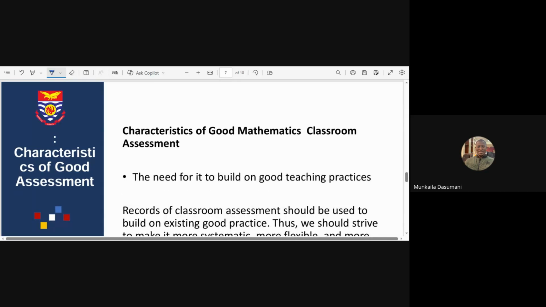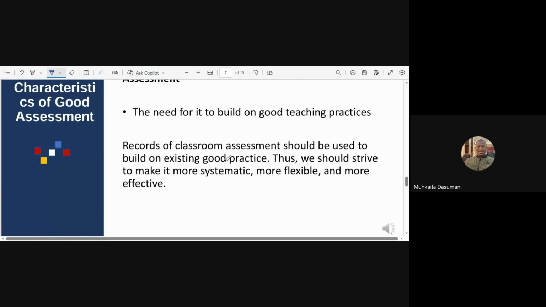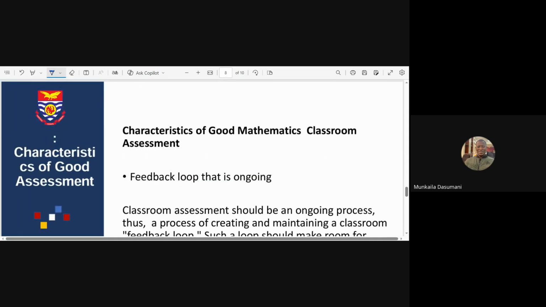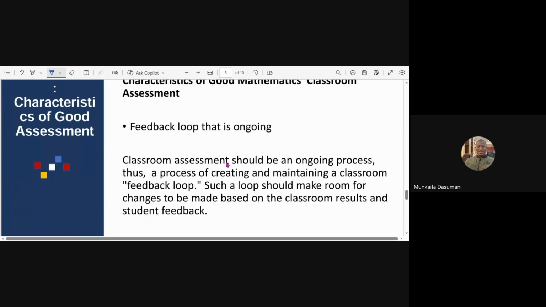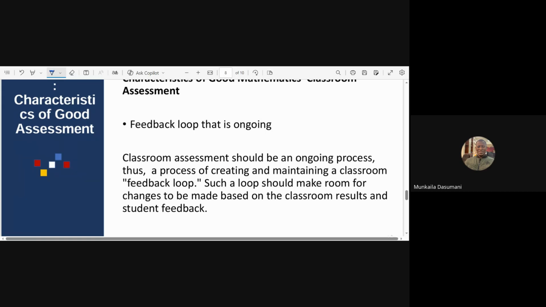All right. And then we have the need for it to be built on good teaching practices. Your record of classroom assessment should be used to build on existing good teaching practices. So you should strive to make it more systematic, more feasible, and more effective. And because of time, the next is a feedback loop that is ongoing. Classroom assessment should be an ongoing process, a process of creating and maintaining a classroom feedback loop. Such a loop should make room for changes to be made based on the classroom results and student feedback. That's why it should be a feedback loop that is ongoing.